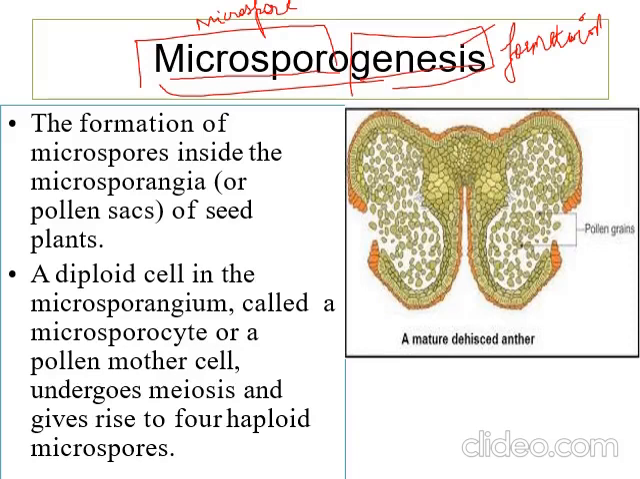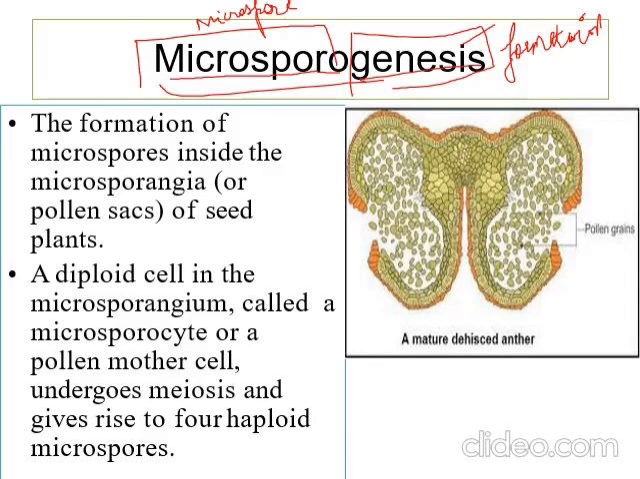Actually, if we talk about ploidy, from the diploid cell the gametes formed will be haploid. So before undergoing the process, the cells will be diploid in nature. So the diploid cell in the microsporangium, which is called the microsporocyte or pollen mother cell, will undergo meiosis, and then it will give rise to 4 haploid microspores.